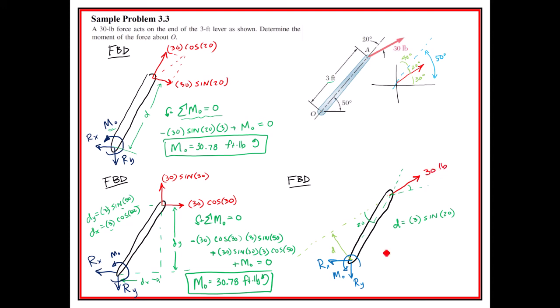pounds, and so if I took the sum of the moments about O equals 0, taking counterclockwise as positive, I would say, I'm trying to go right here. This thing's trying to go clockwise, so I'll go negative 30 times 3 times the sine of 20, and then I would add in the reaction on there, and I would find my reaction was 30.78 foot-pounds.